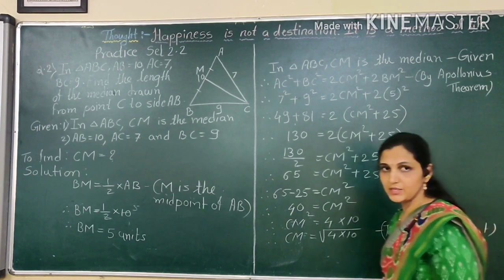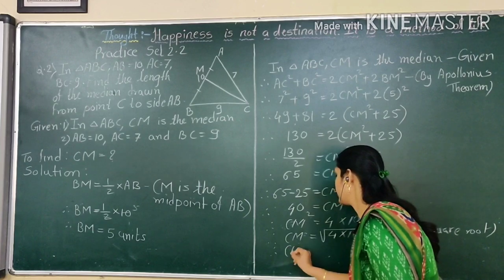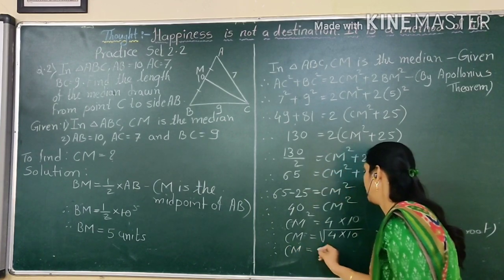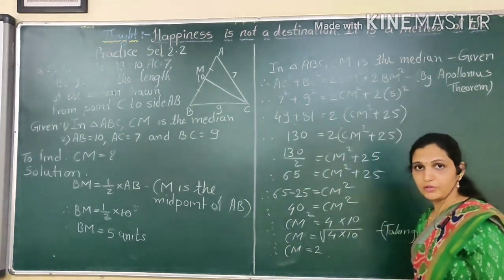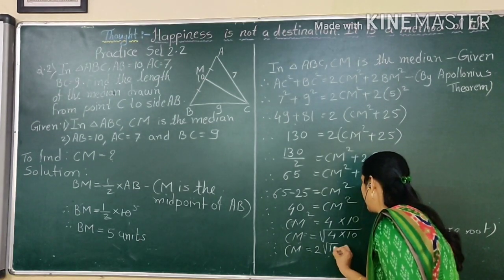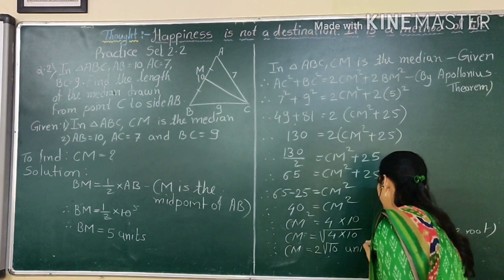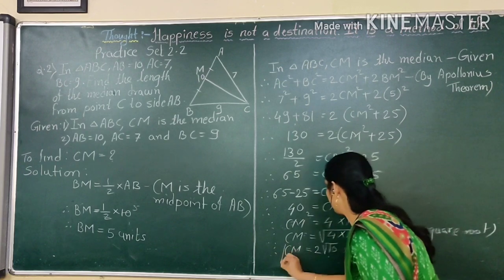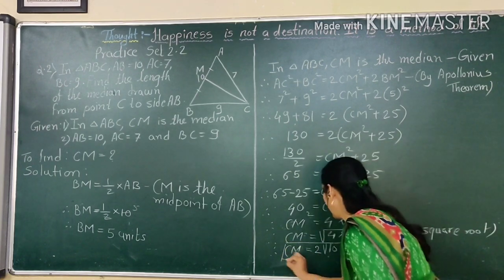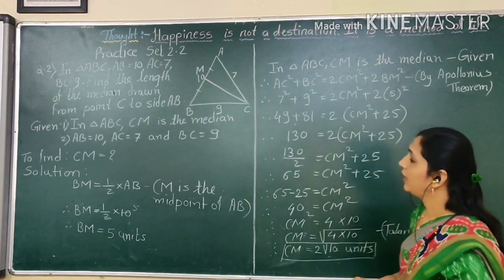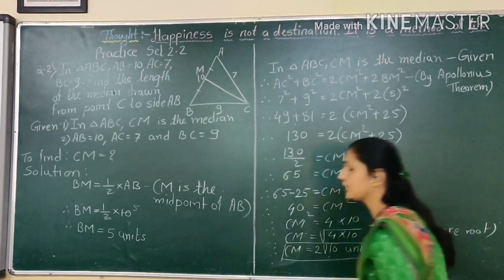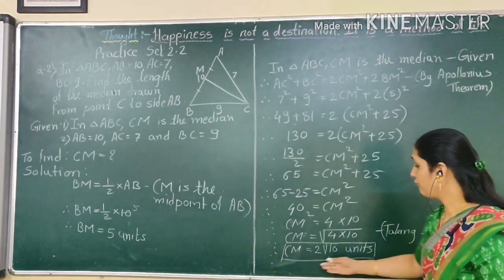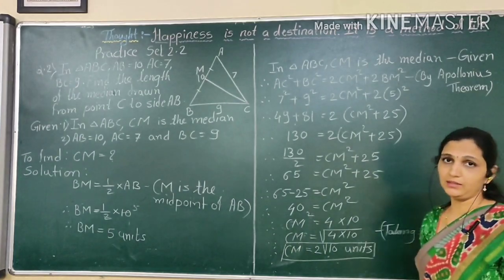Okay. Taking square root. Now, CM is equal to 4. Root of 4 is 2. 2 root 10 units. CN is equal to 2 root 10 units. Okay. Therefore, write down answer. Length of median is equal to 2 root 10 units.